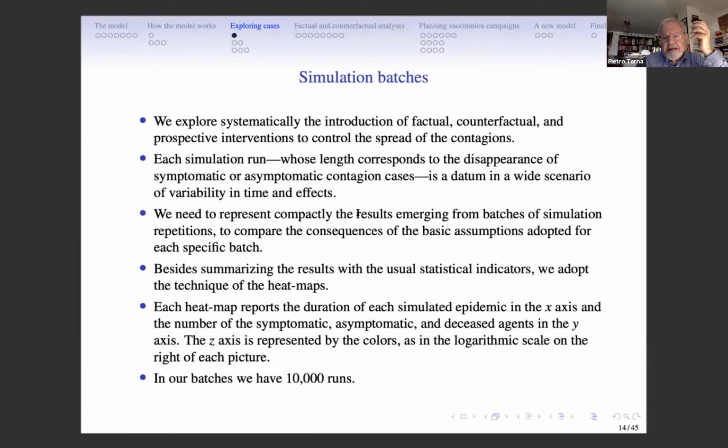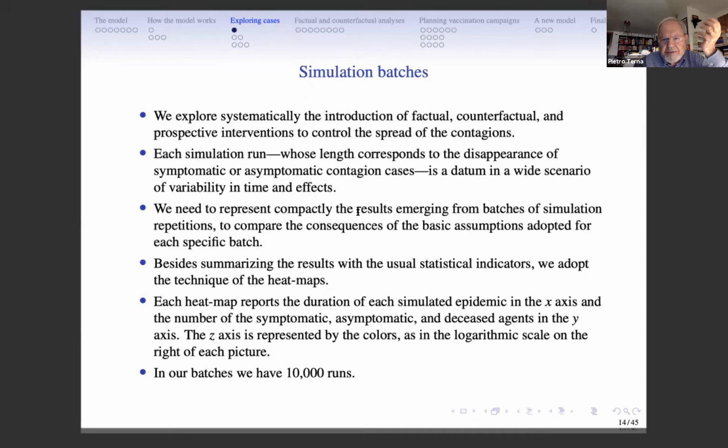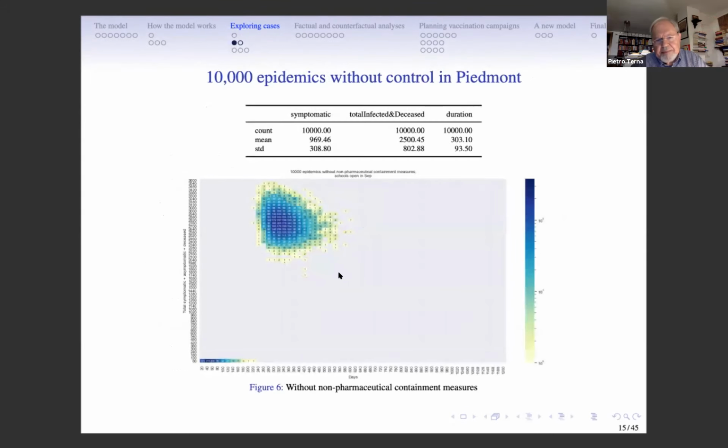I repeat that we cannot use a single run of the simulation, but we have to work with batches. And the choice, having high-performance computer facilities, has been over 10,000 runs for each batch. How to represent the result? Sure, with statistical synthesis, with usual statistics, but also with heat maps. And this is an example of a heat map, the example of the epidemic in Piedmont without any control.